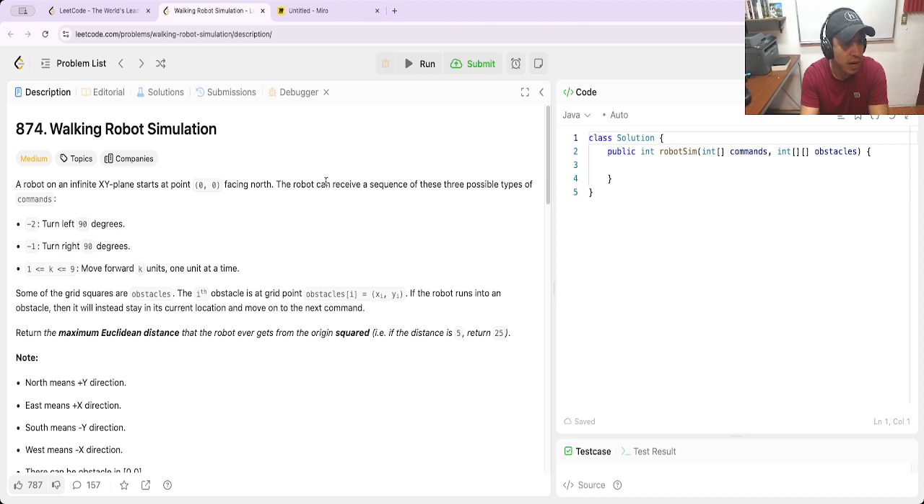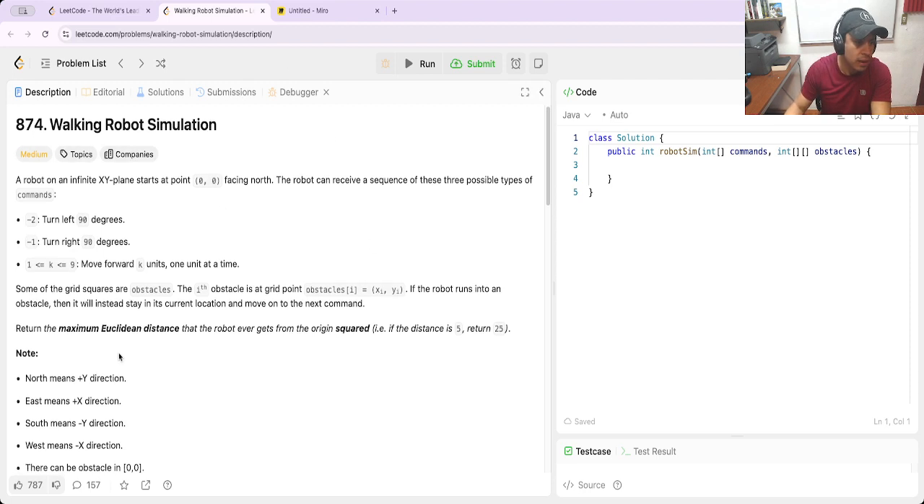Some of the grid squares are obstacles. Basically we have an array of obstacles, where the i-th obstacle is at grid point (x, y). If the robot runs into an obstacle, then it will instead stay in the current location and move on to the next command. Return the maximum Euclidean distance that the robot ever gets from the original square squared. For example, in this case the distance is 5, so return 25. 5 multiplied by 5 is 25.